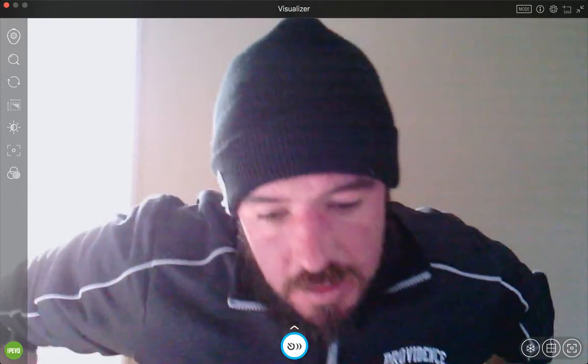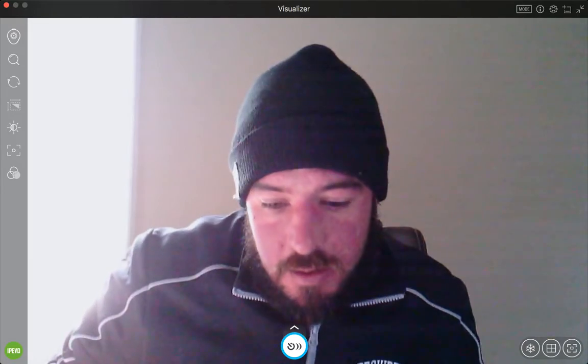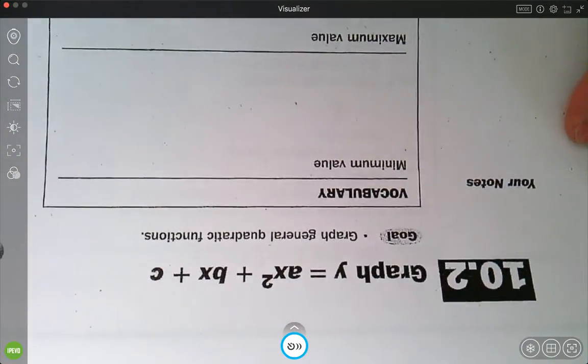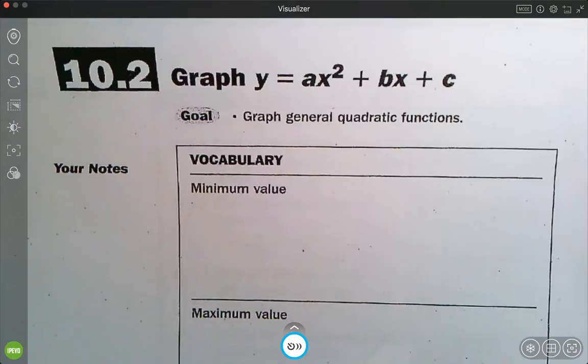So I'm on page 10 of the packet. And so let me just rotate this here. It's going to be upside down for a second here. Okay. All right.